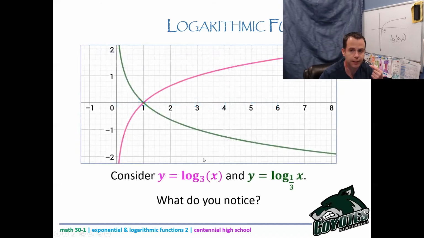The graphs look like this. The pink graph is log base 3 of x, and the green graph is log base 1/3 of x. And what I want you to notice, just like with exponential functions, when that base value is greater than 1, I end up with a graph that's increasing. And when that base value is between 0 and 1, I end up with a graph that is decreasing. Okay.